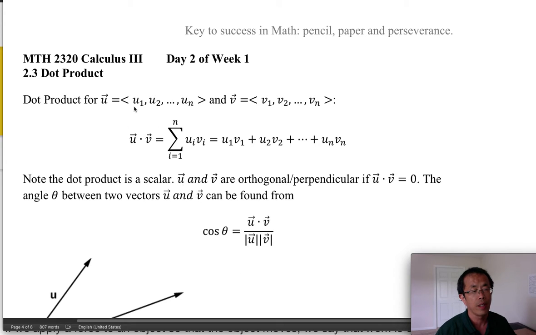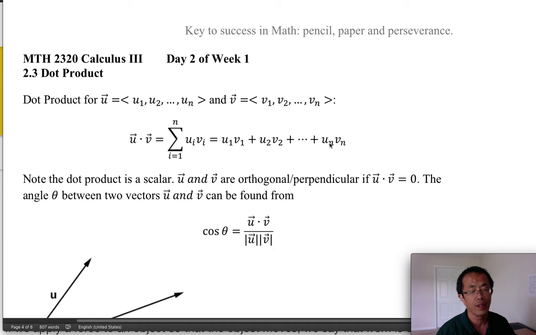If we are having a vector, remember a vector is an n-tuple. So if you have a two-dimensional vector, it's just an ordered pair. If you are having a three-dimensional vector, that's an ordered triple. But anyway, I'm doing the general case. For any kind of vectors u and v, u dot v is a multiplication, but the multiplication is carried out in this fashion. You multiply the corresponding components together, and then you add all the products.